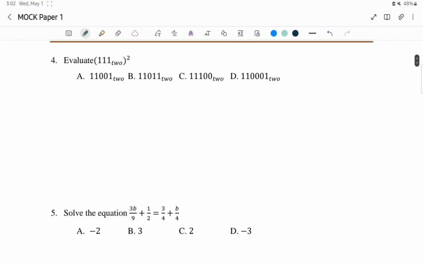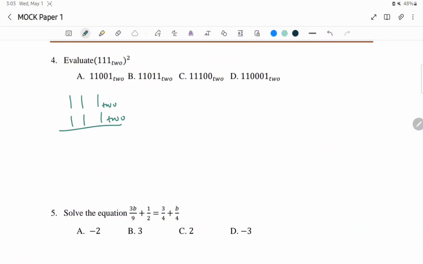For question number 4, we have a binary number in which we are expected to find the square of it. So when we want to find the square of any number, regardless of the base it is, it means that we are multiplying the number by itself. So that means we are multiplying 111 base 2 by 111 base 2.